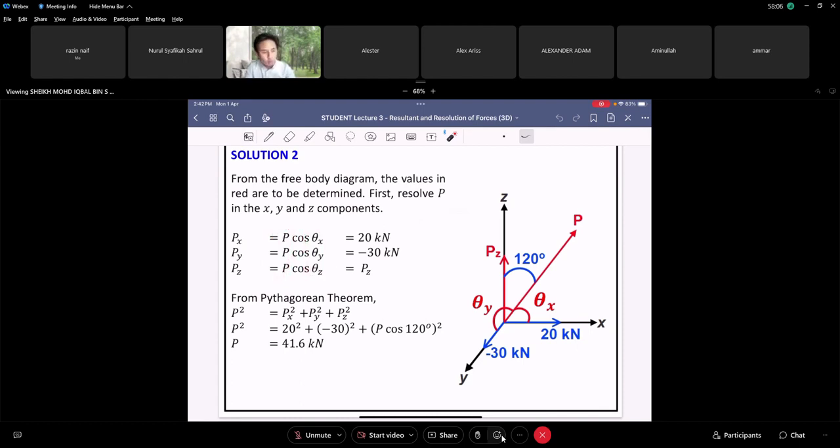So, as I've told you before, if we have more than one unknown, we look back at the formula and pick the best formula that we can calculate to eliminate one of the unknowns, right? For this question, we can use this formula here, the Pythagoras theorem. P squared is equal to P in the x, y, and z direction squared, right? So just incorporate everything into here.